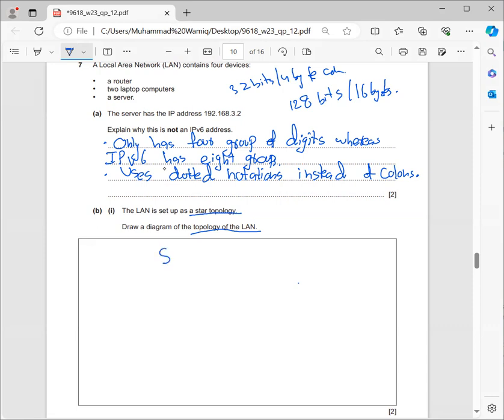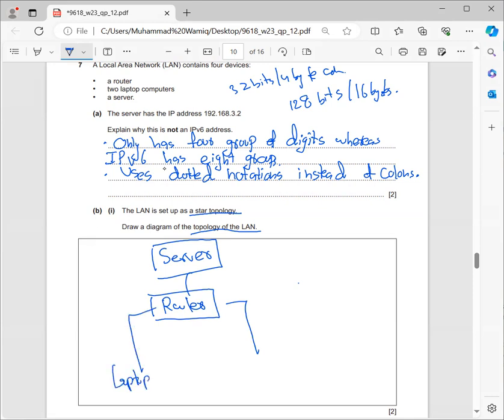So first of all, you are going to write here server. Then you have your router, and with the help of your router, you have your laptop 1 and you have your laptop 2.